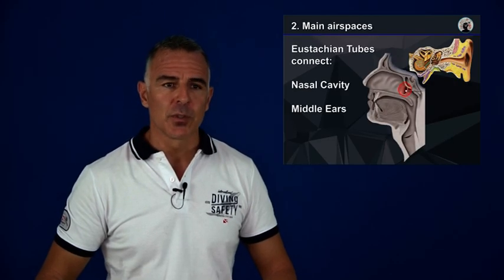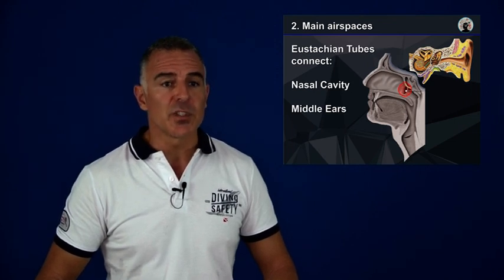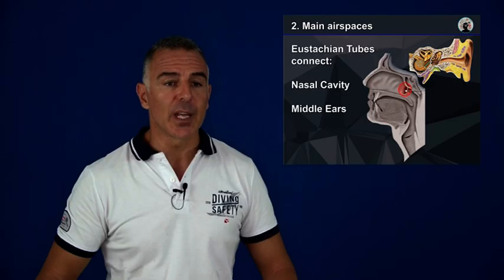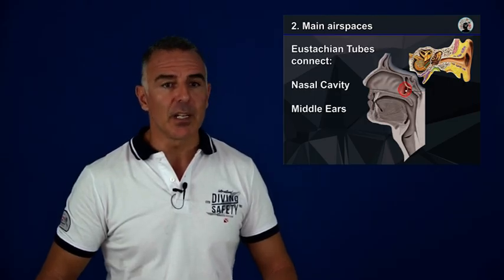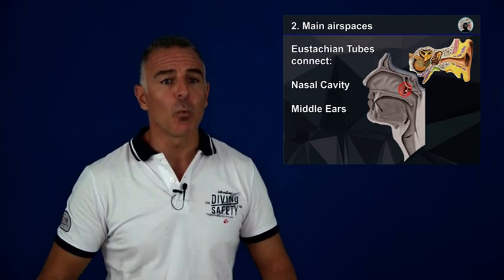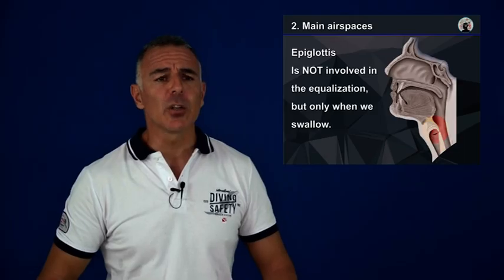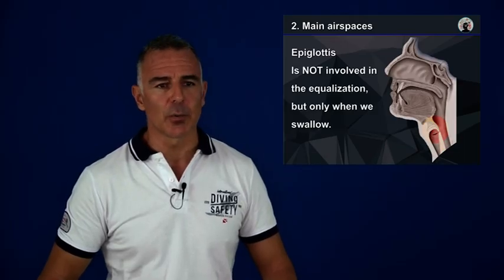The Eustachian tubes connect the nasal cavity with the middle ears. It is thanks to the Eustachian tube that you can let the air go through the nasal cavity into the middle ears to balance the pressure while we are descending. The epiglottis is not involved in equalization, but only when we swallow.